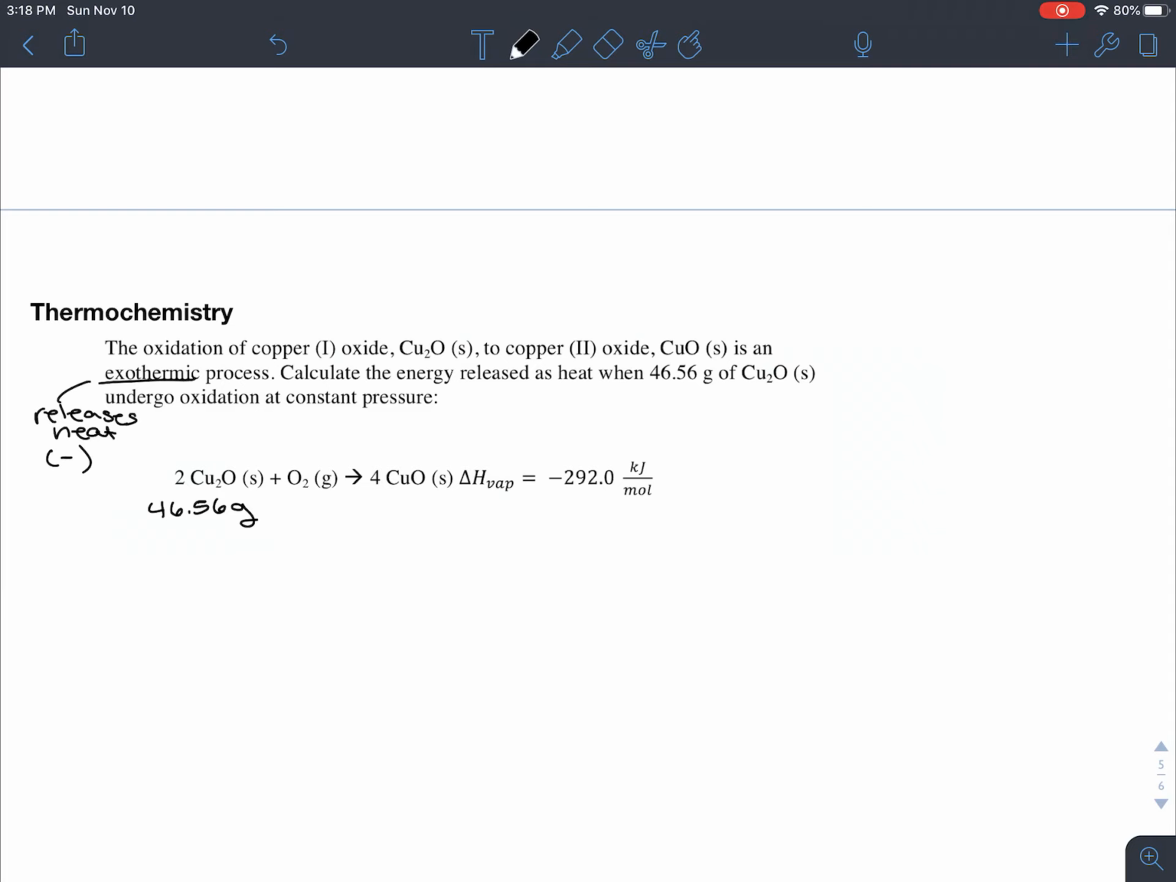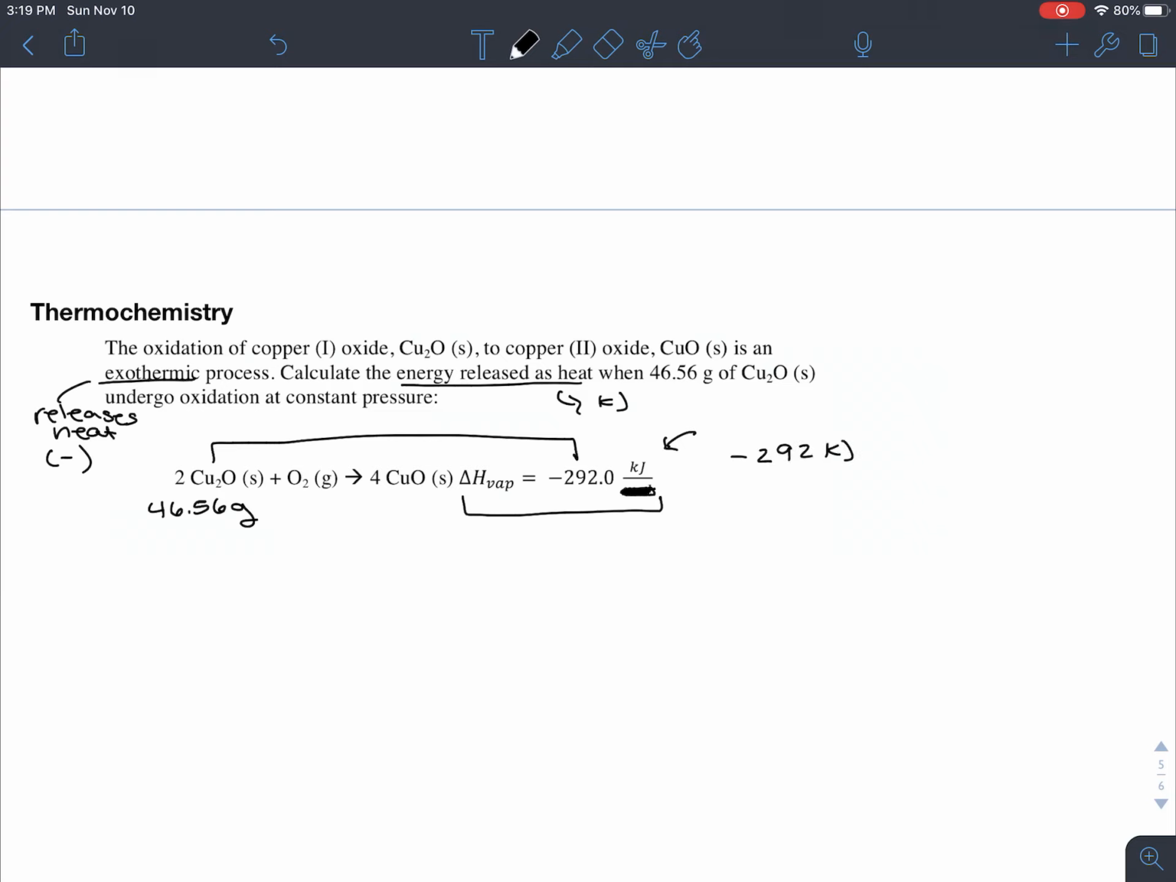So we're given 46.56 grams of copper 2 oxide, and we want energy released as heat. So we want kilojoules by itself. So I know that I'm given the heat of vaporization in kilojoules per mole of whichever substance of the reactants or products it's looking at. So I want just kilojoules. I need to get rid of the mole.